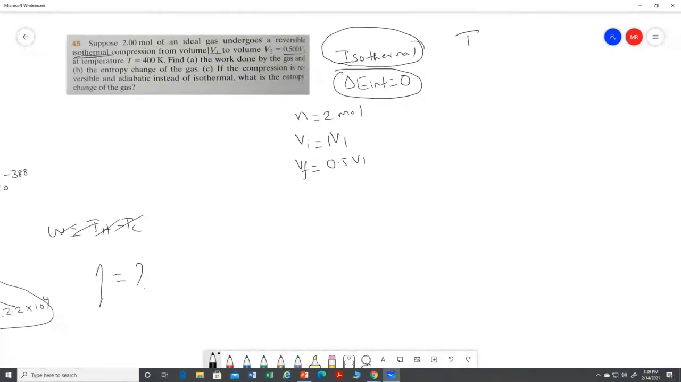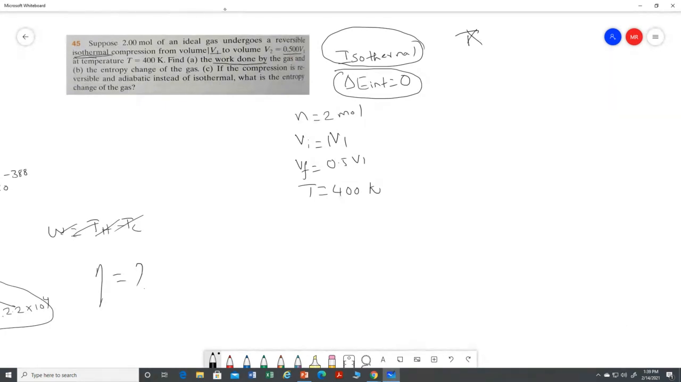Clear now, Doctor. Don't get confused about the temperature and the volume. Here temperature is constant, so your change in internal energy is equal to 0. So this information is given. What is your temperature? Your constant temperature is given. What is the value? 400. Am I right? Now, what are the things you are going to find?